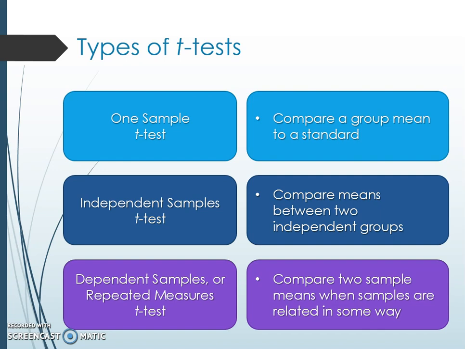Recall that there is a one-sample t-test when we're comparing the mean of a sample to some standard value. Then in Chapter 6, you guys did an assignment on the independent samples t-test, where we compared the means of two independent groups, two groups that were not related to each other. So for this last version of the t-test, we are also looking at means, and the dependent samples test allows us to compare two sample means when the samples are related in some way.